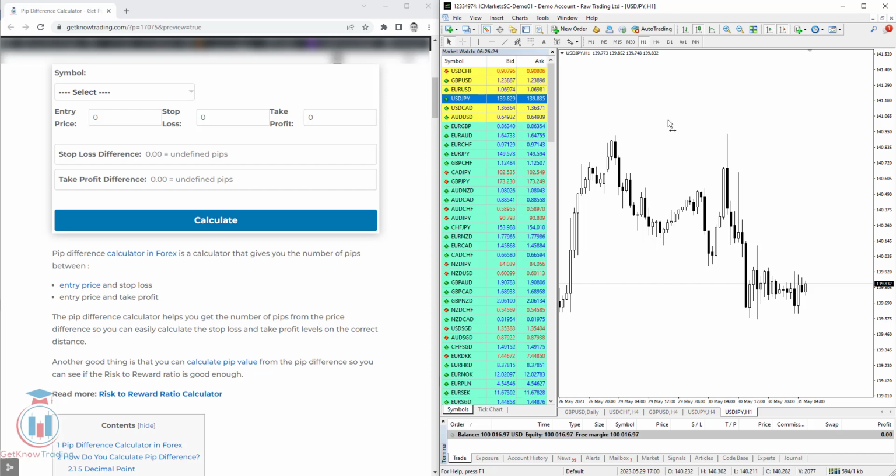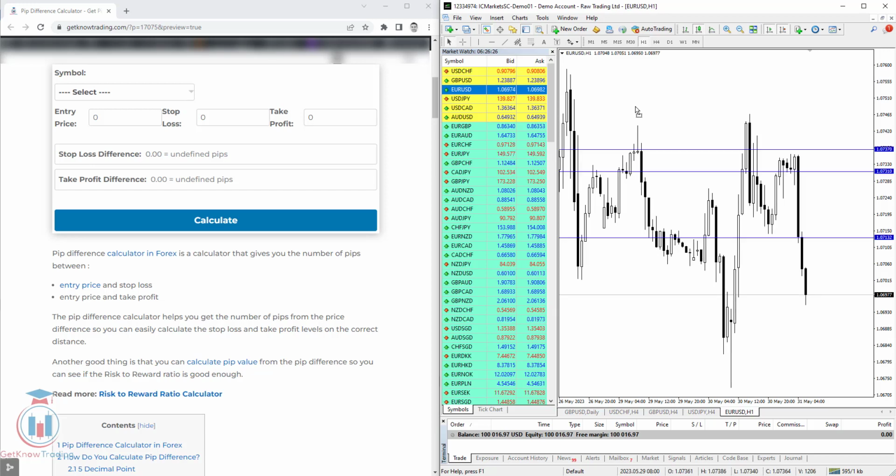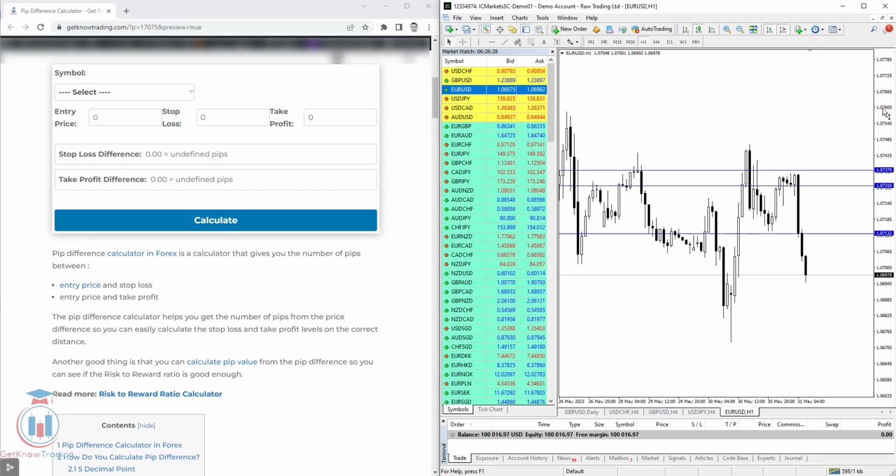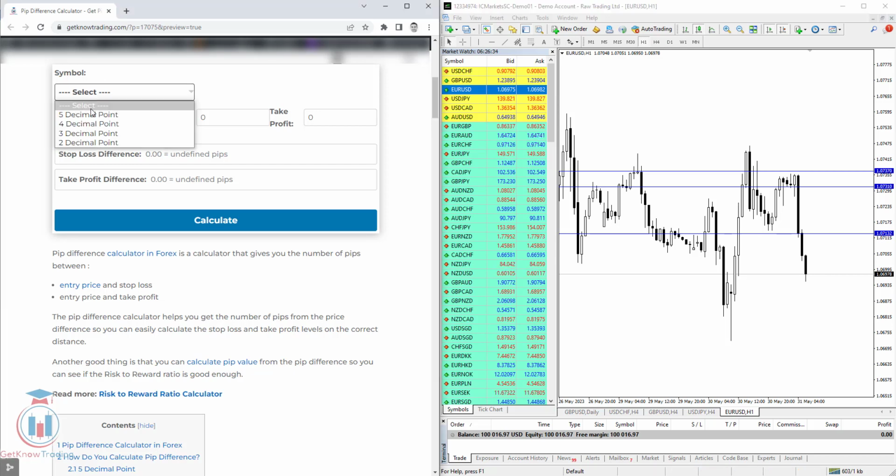Let's take an example for the Euro USD first, then we will see with the Japanese yen, which has 3 decimal points. Your job is to select a symbol, how many decimal points it has. For example, I am using 5 decimal points because currently I have Euro USD as a 5 decimal points symbol. Then you enter the entry price, stop loss and take profit. So you get the stop loss difference and take profit difference in price.